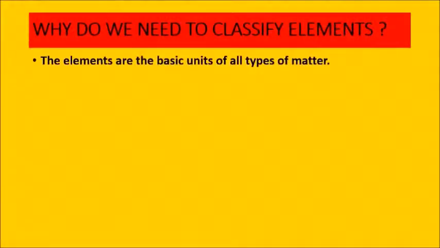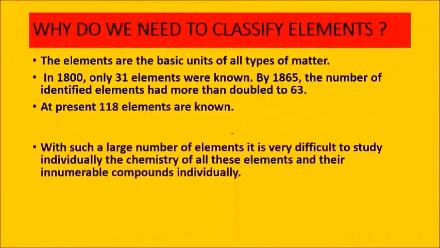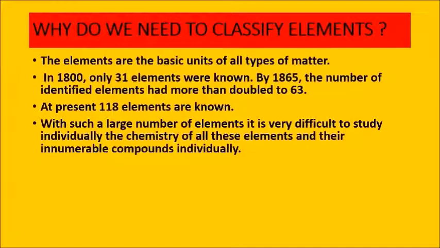The elements are the basic units of all types of matter. Whatever matter you are taking, one element or another is present in it. In 1800, only 31 elements were known, but by 1865 the number had more than doubled to 63. Right now 118 elements are known, and it is very difficult to learn the chemistry of all these elements and their compounds individually.